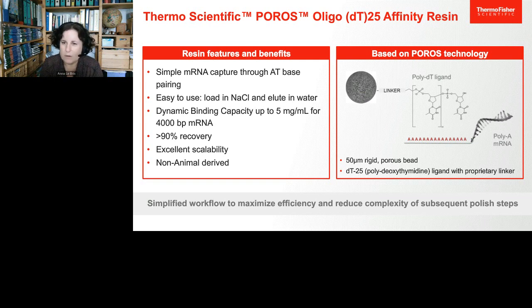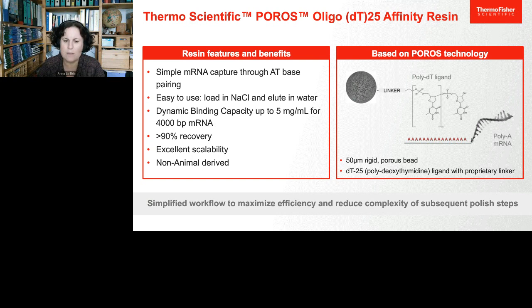The protocols are not very complicated. You would just use salt to load and elute in buffer without salt or with water. We have reported binding capacity now, for an example of 4,000 nucleotides, of up to 5 milligrams per milliliter. And so far, all our customers report a recovery which is above 90%.